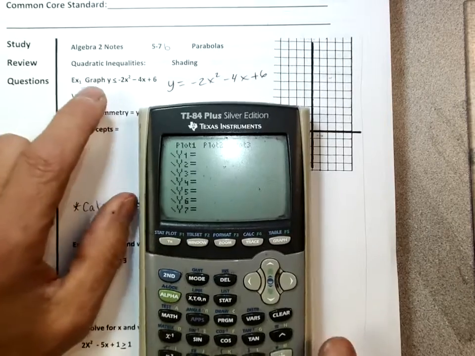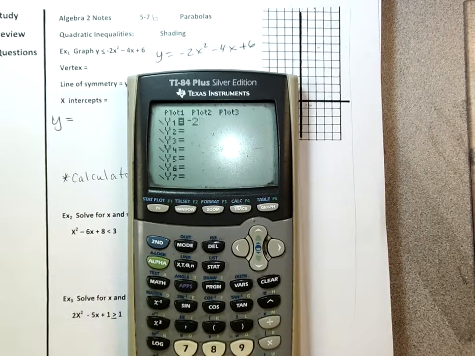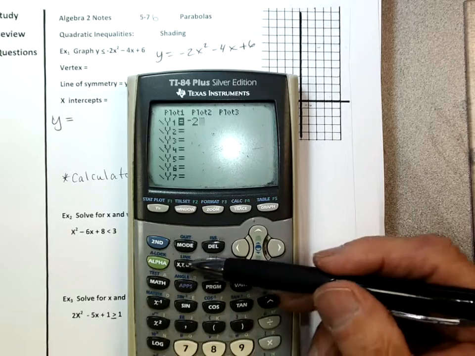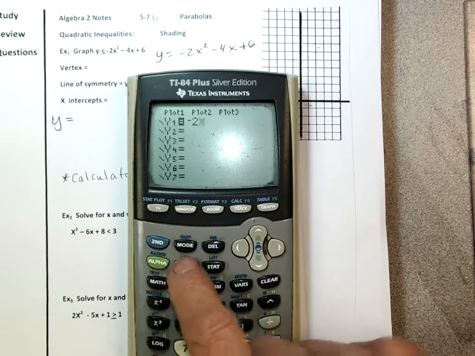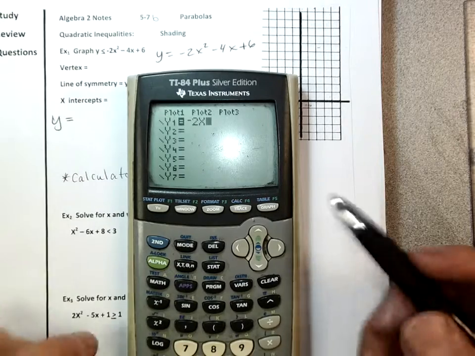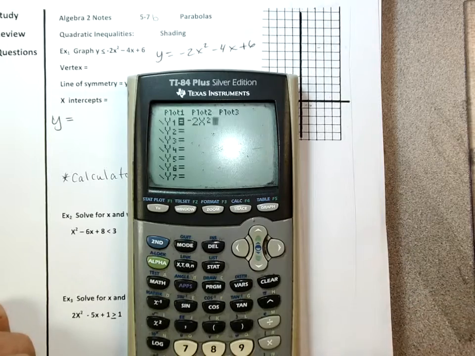So I'm going to go ahead and I'm going to use the negative sign, negative 2, and the x variable is right here. You need to push this button. It says x, t, theta, n. You just need to push that button and x will pop up. I need x squared, so my squared button is right there. There's my squared. Okay. Subtract 4x plus 6.